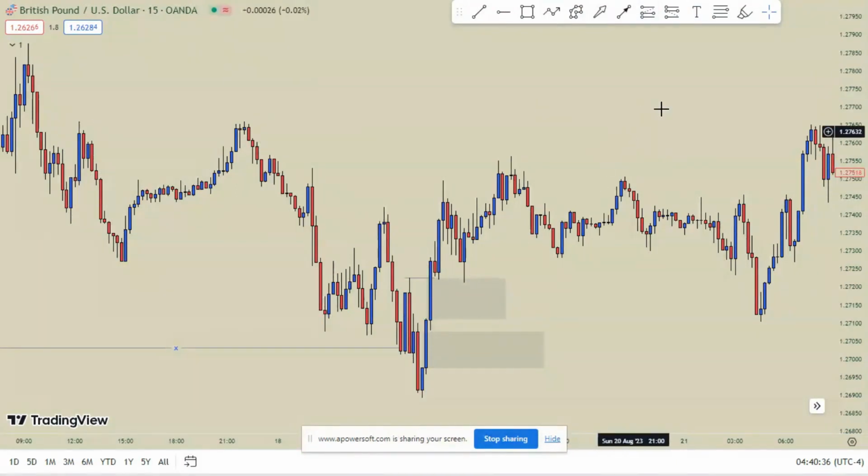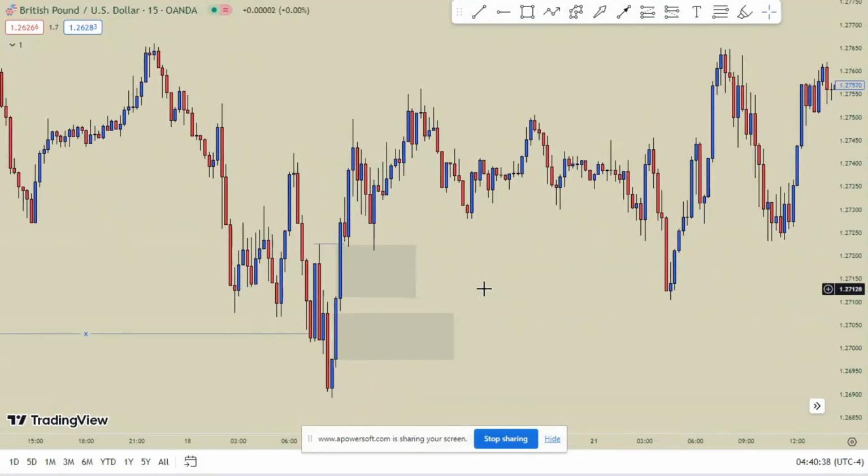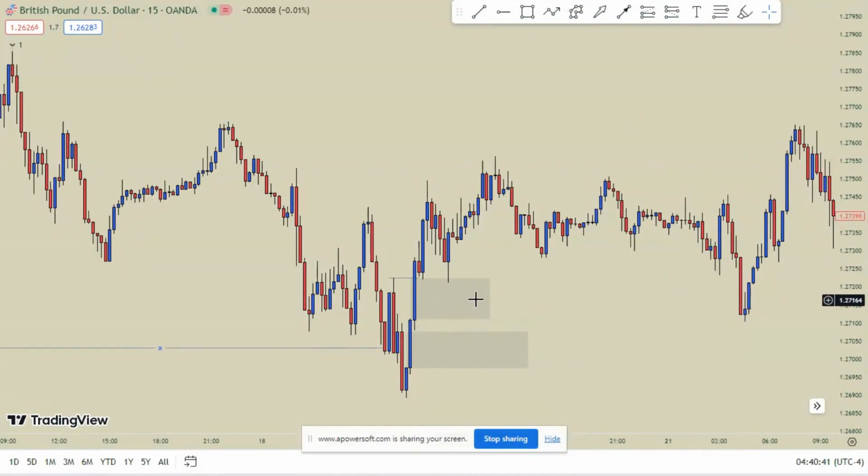So now that's it. We got our shift in market structure there. So now we start to target these order blocks. Here we highlight bullish candles.